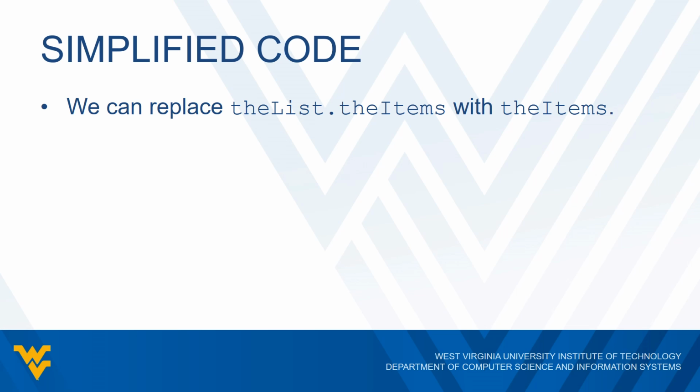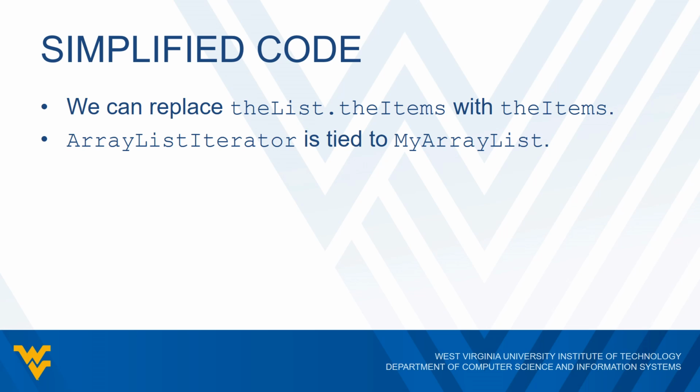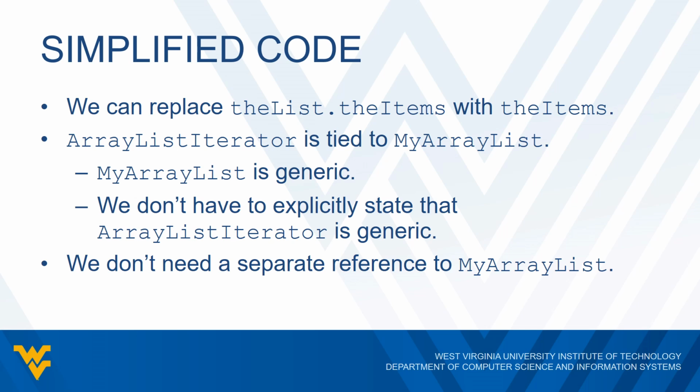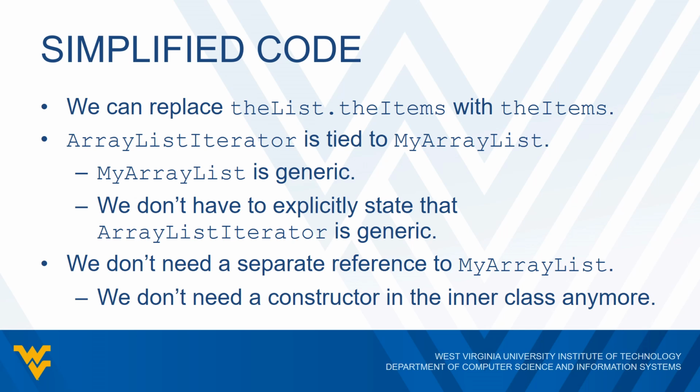We also get another nice improvement that involves the generic part of this. Since ArrayList iterator is tied to the myArrayList class, and we know that the myArrayList class is generic, we don't have to explicitly state that the ArrayList iterator class is generic. We're just given that automatically, because ArrayList iterator is an inner class of the myArrayList class. And finally, we don't need that separate reference to myArrayList anymore. It's just gone. That means we don't need a constructor in the inner class anymore. The only reason we included that constructor was because we had to initialize the reference to myArrayList to the object that we passed in. But since now they're connected, that constructor is no longer needed, and we're actually back to the style that we had in the first version of our code.